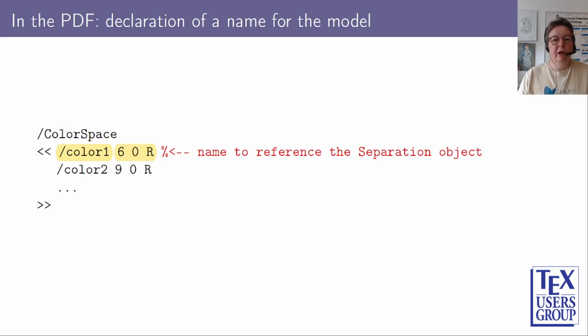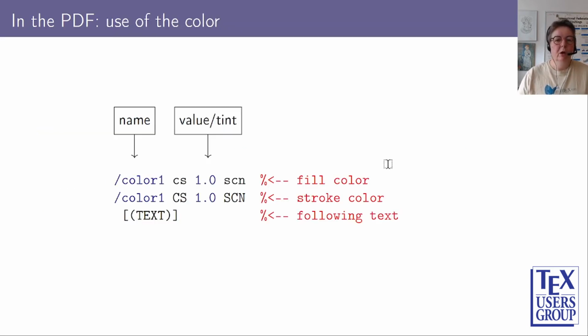After these two setups, we can use the color model. There's a special operator for this, cs, which gets as value the name we have defined before. And there's another operator, scn, which gets the value that we want to set up. There are two variants, lowercase and uppercase. The one is for the fill color, and the other is for the stroke color.